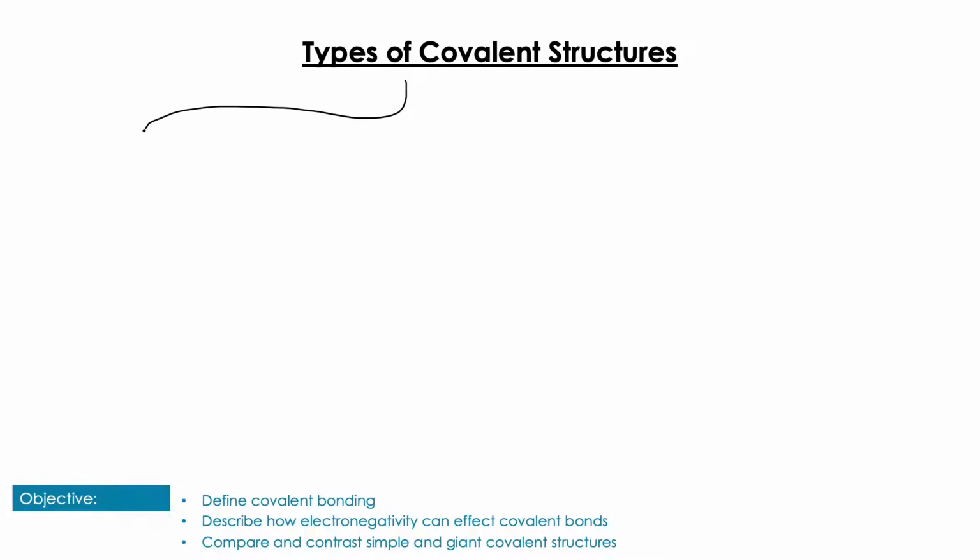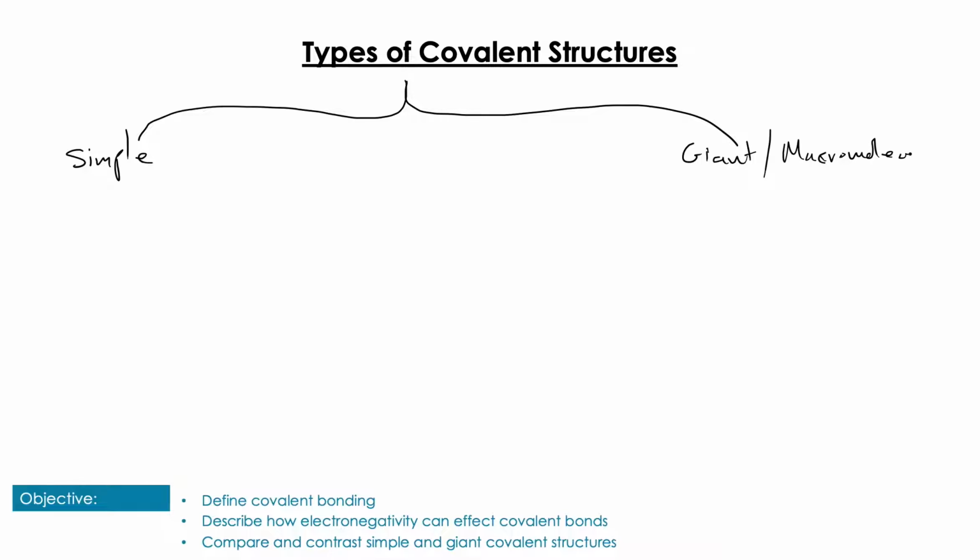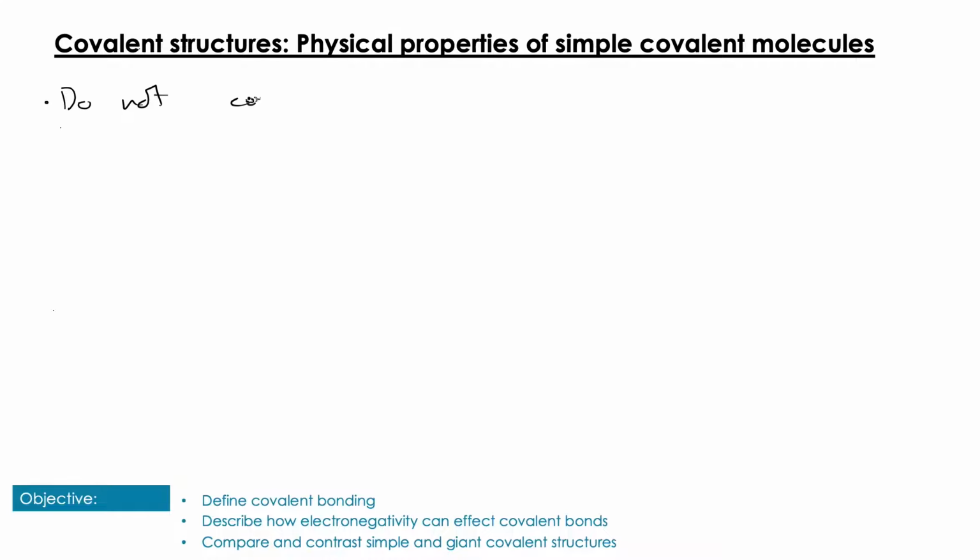Looking beyond the individual bonds now, we can look at how the organization of covalent structures can occur. This happens in two groups. We have simple covalent compounds and giant or macromolecular covalent structures. Simple can be broken down into polar and non-polar simple covalent compounds. So let's have a look at the physical properties of these kind of structures.